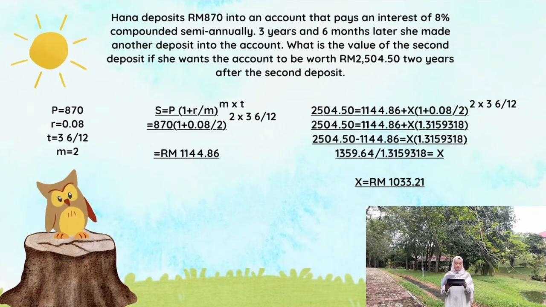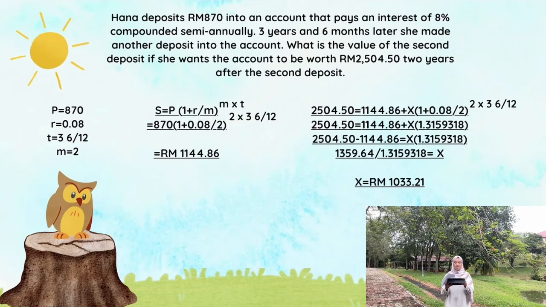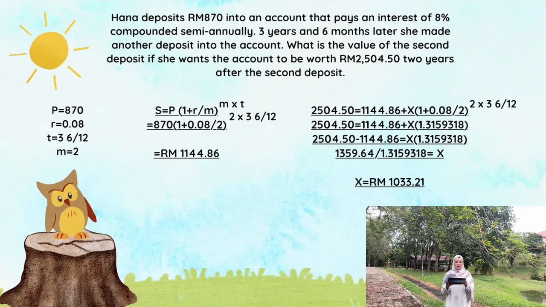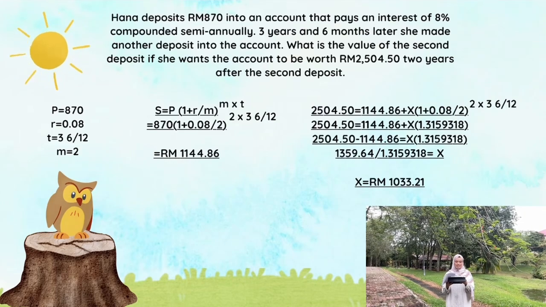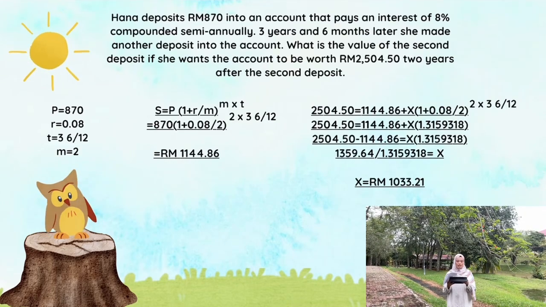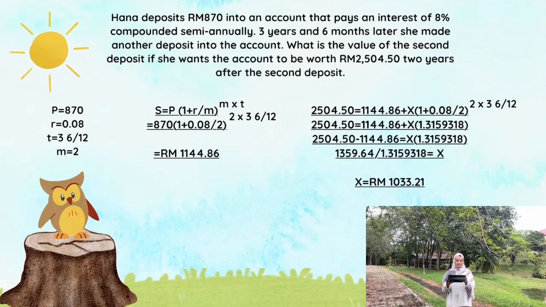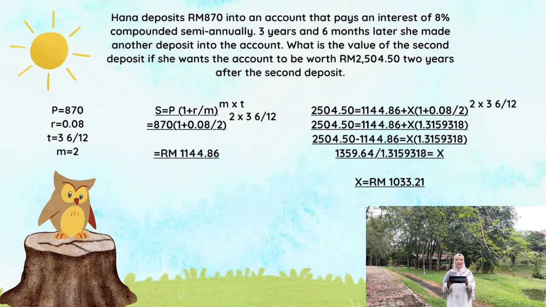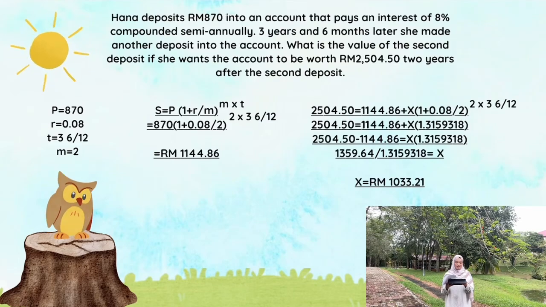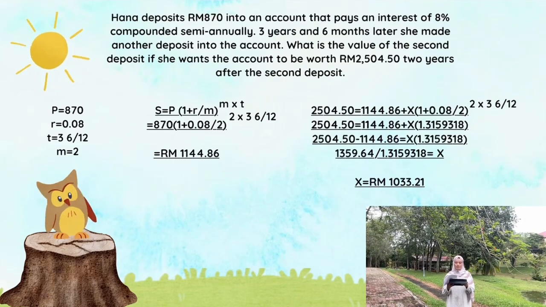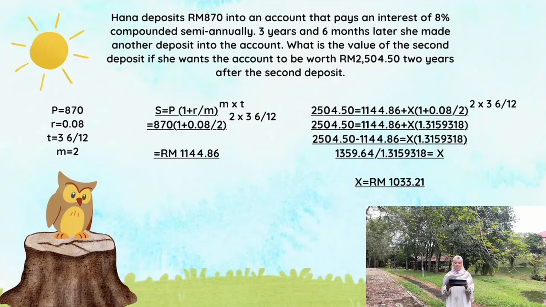Step to solve. Use the compound interest formula to find the value of the first deposit after 3.5 years. We use the formula S equals P(1 + R/M)^(M×T). We get 1,144 ringgit and 86 cents.